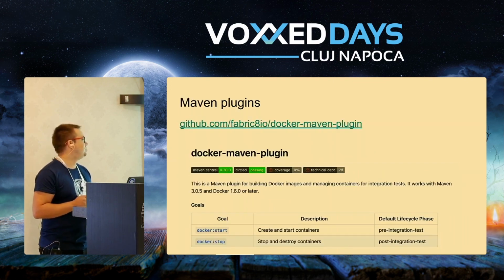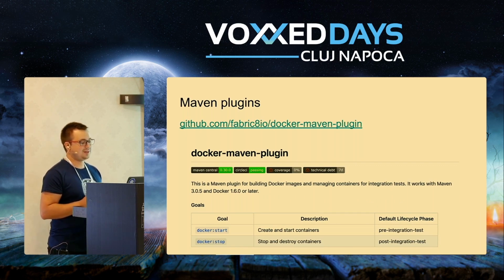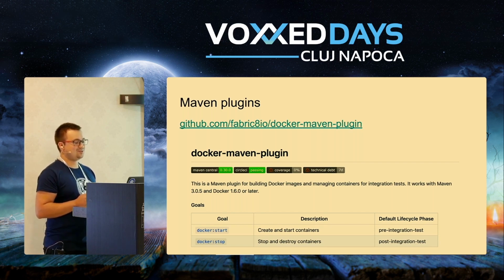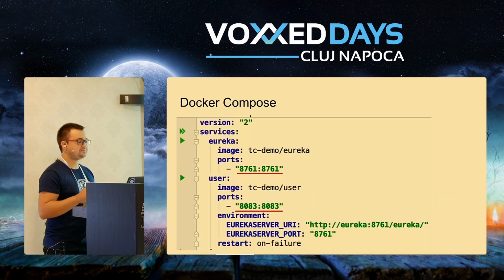So another option would be Maven plugin. I used it once. It was a bad experience. It was very difficult to configure XML, and with, for example, this plugin, you can bind to Maven phases, and in phase pre-integration test, you will start the container. In post-integration test, you will stop the container. So that's feasible to use, but it wasn't very convenient from developer perspective.